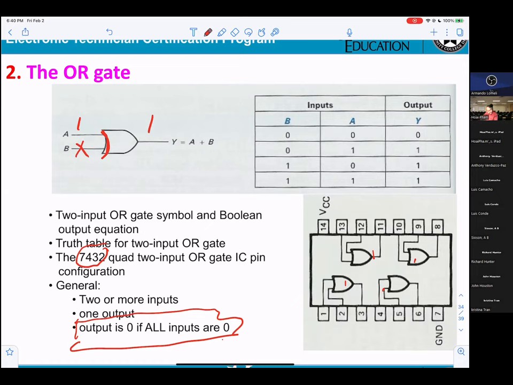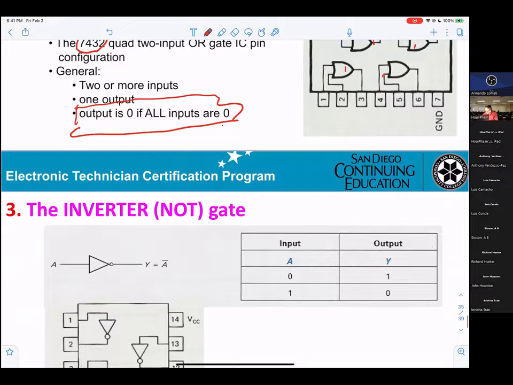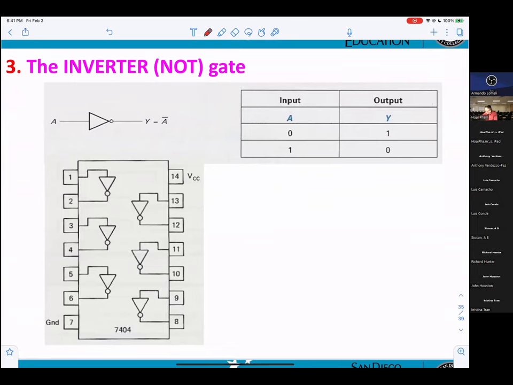The thing is Y equals A or B. That means 1 or 0 is 1. Okay? 1 or 1 is 1. So, for the OR gate, 1 input equal to 1, output must be 1. We don't care about the other input. Okay? So, that one. After that one, we can stop it. Okay? We will continue next time.